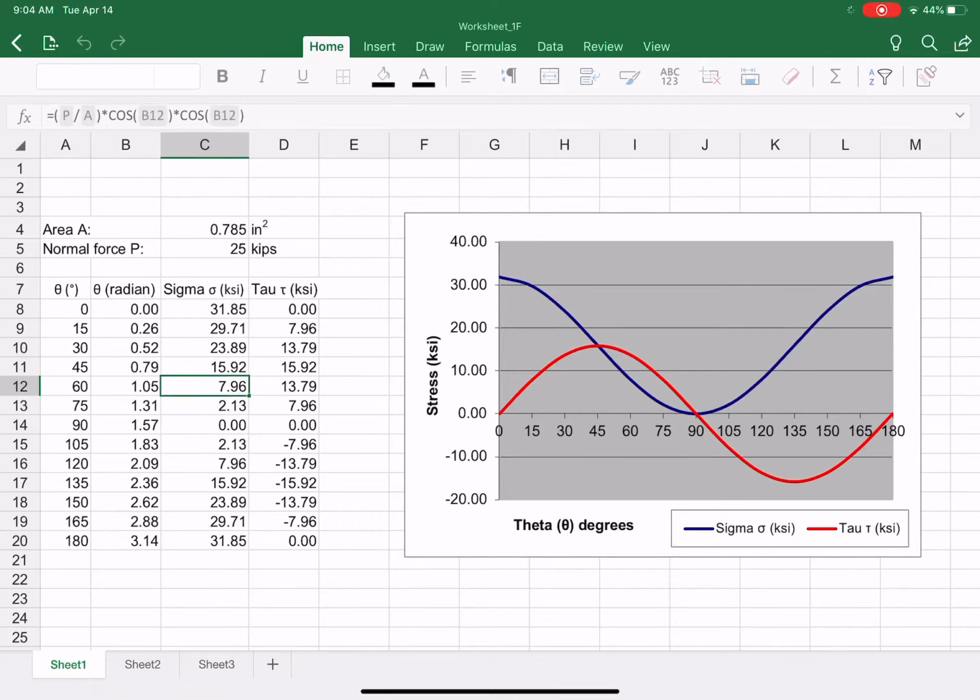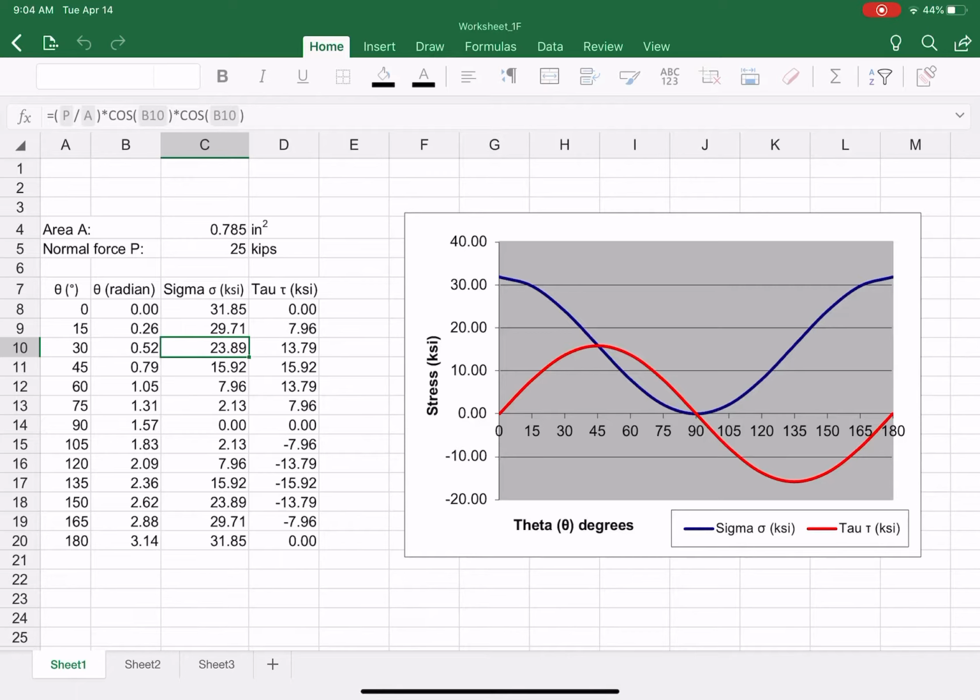Then we can apply the equation for normal stress, which is P over A_T cosine theta squared, and the shear stress tau is equal to P over A sine theta and cosine theta. With that, we can drag down to find the normal stress sigma and shear stress tau in kips per square inch, KSI, for each angle varying from 0 to 180.